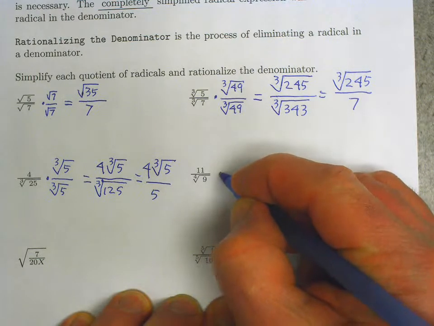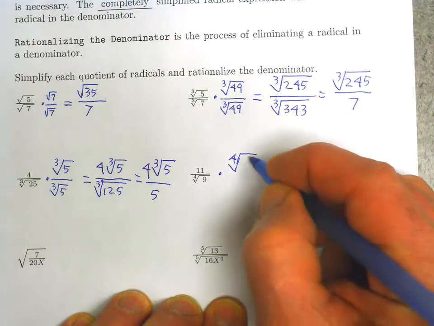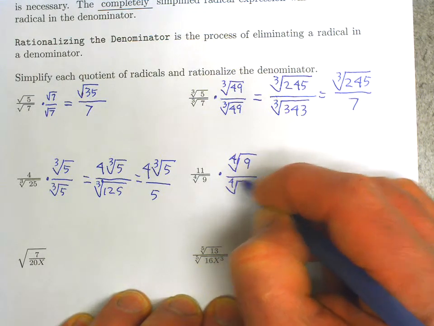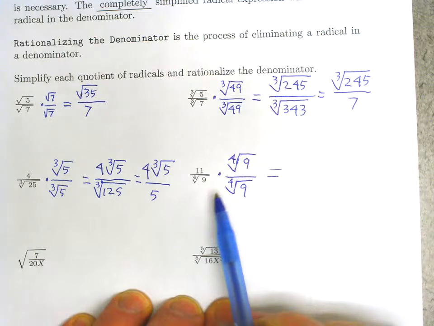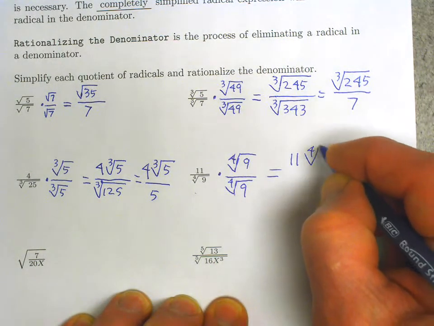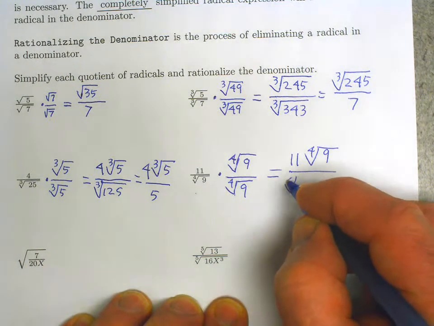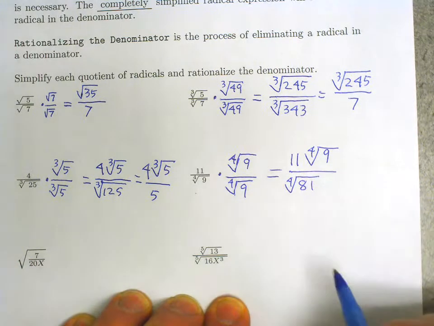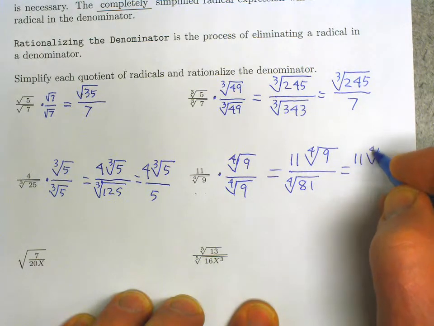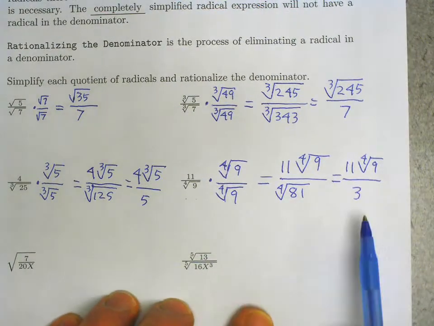So we multiply the numerator and denominator by the fourth root of 3 to the second, but 3 to the second is just 9. So the fourth root of 9 divided by the fourth root of 9. Then we multiply those terms. In the numerator, we get 11 times the fourth root of 9. In the denominator, the fourth root of 9 times the fourth root of 9 is the fourth root of 81. But 81 is a perfect fourth power, so the denominator simplifies to 3. So now we have a rational denominator.